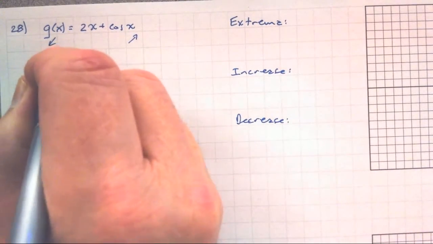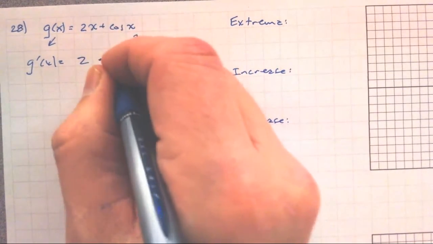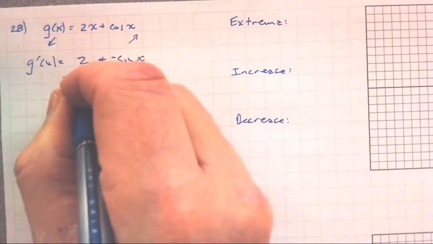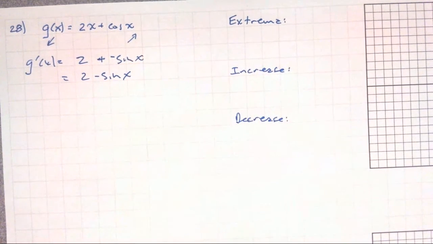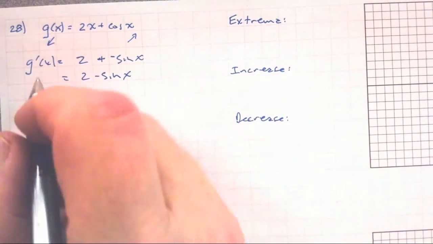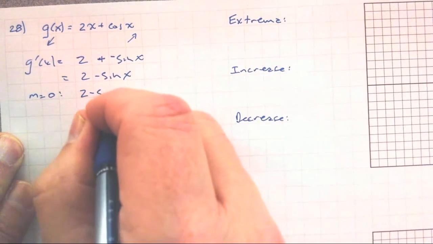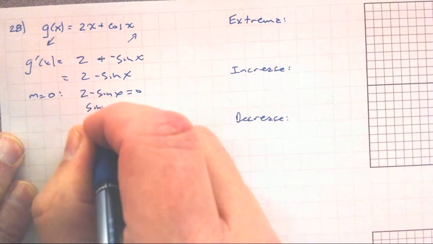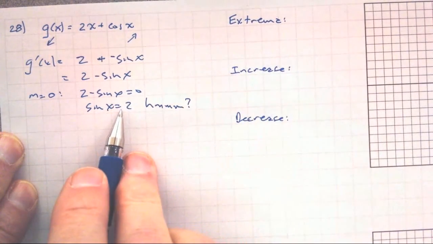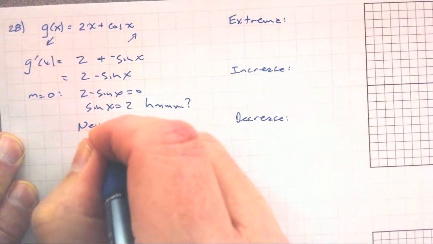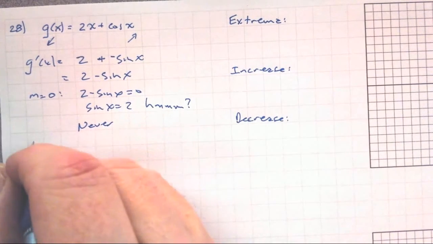G prime of x equals the first derivative, 2 plus cosine's derivative, negative sine of x. So we get 2 minus sine of x. That is our slope formula. So we need to go ahead and check when is that equal to 0. Well, it's equal to 0 when 2 minus sine of x equals 0, or when sine of x equals 2. When does sine of x ever equal 2? Never.